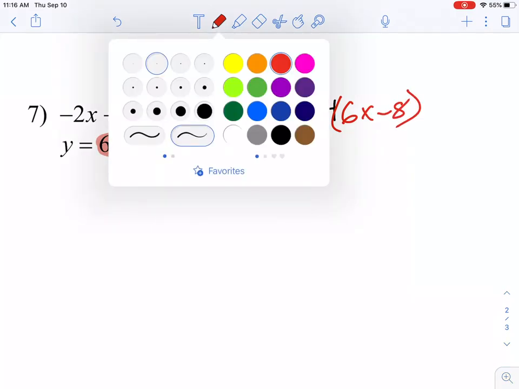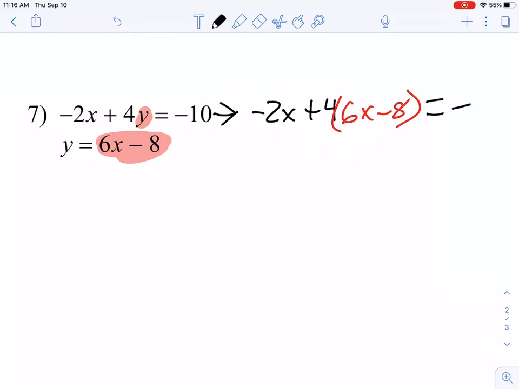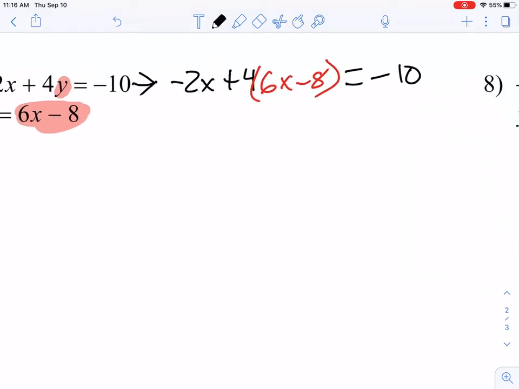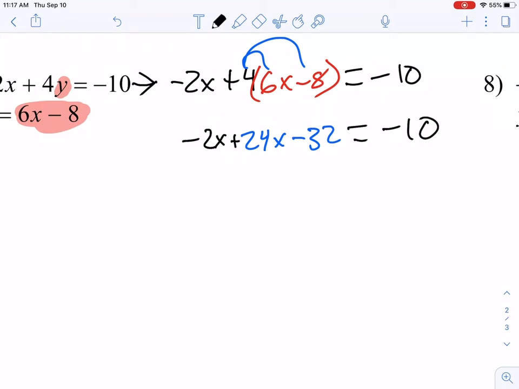So I replace y with 6x minus 8. I'm going to distribute my 4. 4 times 6x is 24x. 4 times negative 8 is negative 32. I rewrite my negative 2x. I'm going to need a plus sign there. I can put my like terms together to get 22x minus 32 equals negative 10.